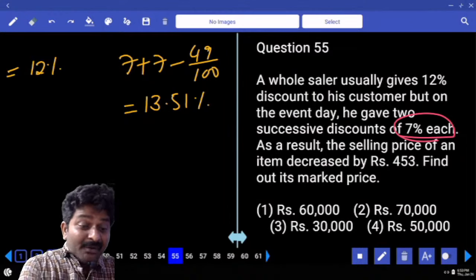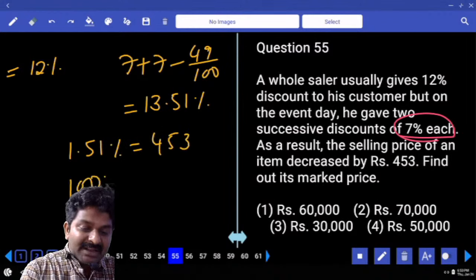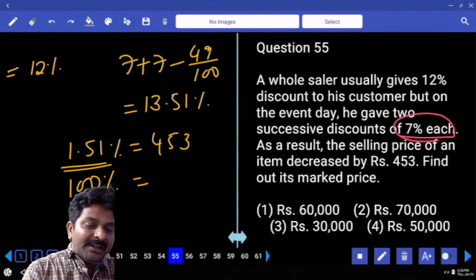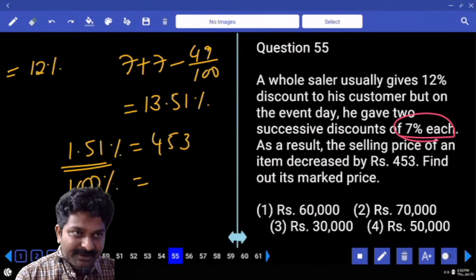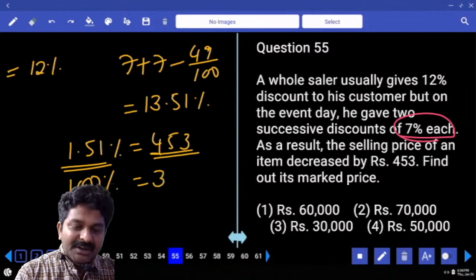Difference is 1.51%, which is equal to 453, and we were asked to calculate the 100% value. Take 100 times of this number, that is 151. 3 times we have. That means 300 times. 300 times of 100 is 30,000.